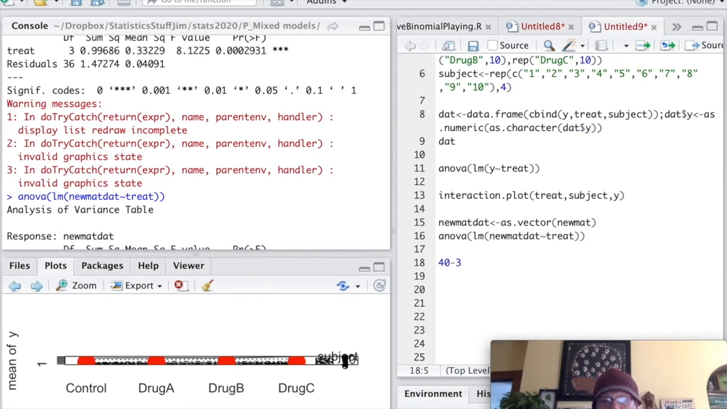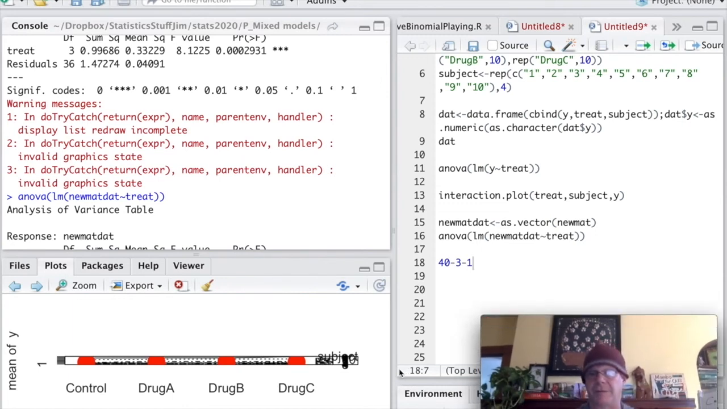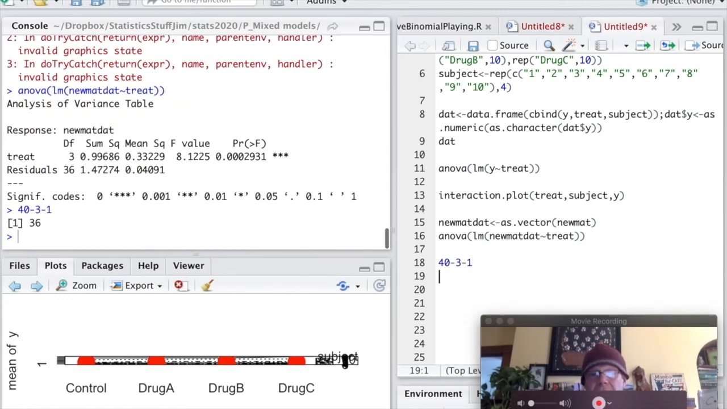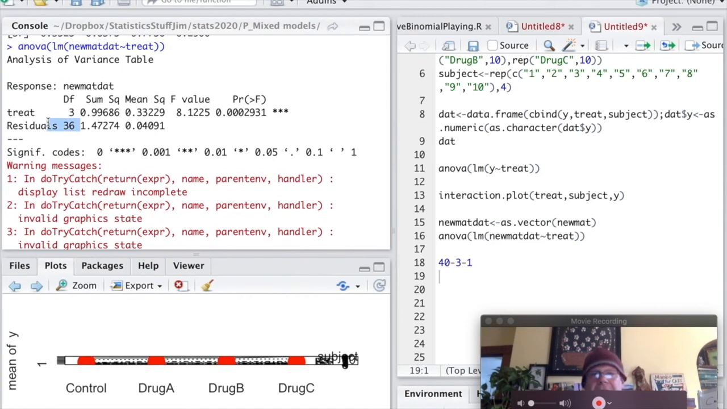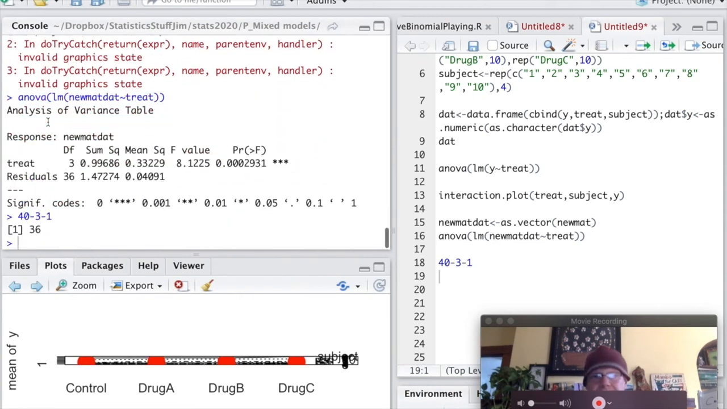And then I'm also always going to lose 1 degree of freedom because at some point I had to calculate the grand mean in order to figure out the sums of squares. So this is the same as when we did any kind of multiple regression. And sure enough, if I run 40 minus 3 minus 1, I have 36 degrees of freedom in the residual, which is the exact same thing I got up here in that model. Okay, so we know where that comes from.